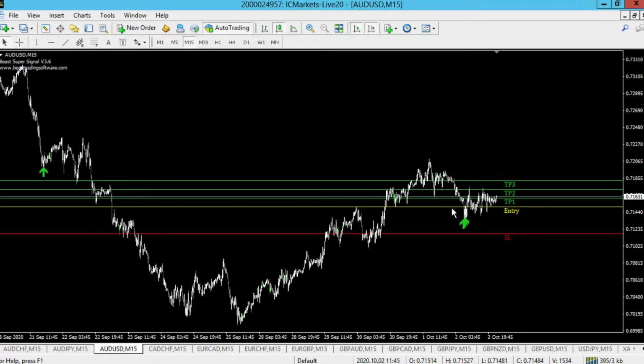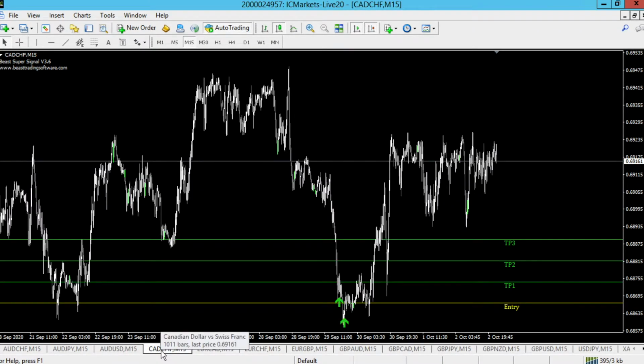Then this week we had two good buy signals which are still in play. Onto the Canadian dollar and Swiss franc. Two very good buy signals here. This signal, I don't think it would have hit stop loss yet, looking at the price action, and then here another good buy signal. So two wins on this pair.